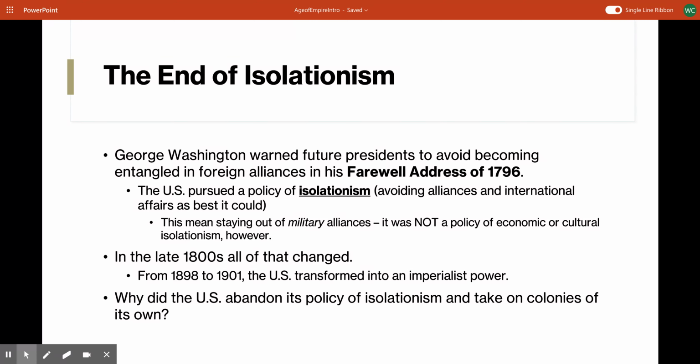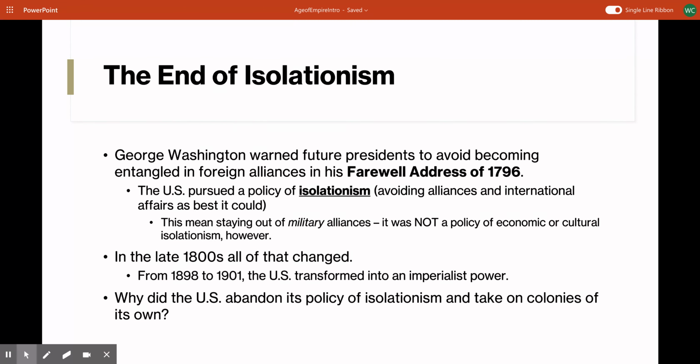And for 100 years, with very few exceptions, future presidents obeyed this. And with an ocean separating the United States from Europe, the United States was able to develop into a vast and productive country, while wars and famines and revolutions elsewhere in the world caused a lot of immigrants to come here, as we learned about in our previous unit. And so, the United States really took George Washington's advice to heart and pursued a policy known as isolationism, which is the idea of avoiding alliances and international affairs as best it could. That's really what the United States decided to do.